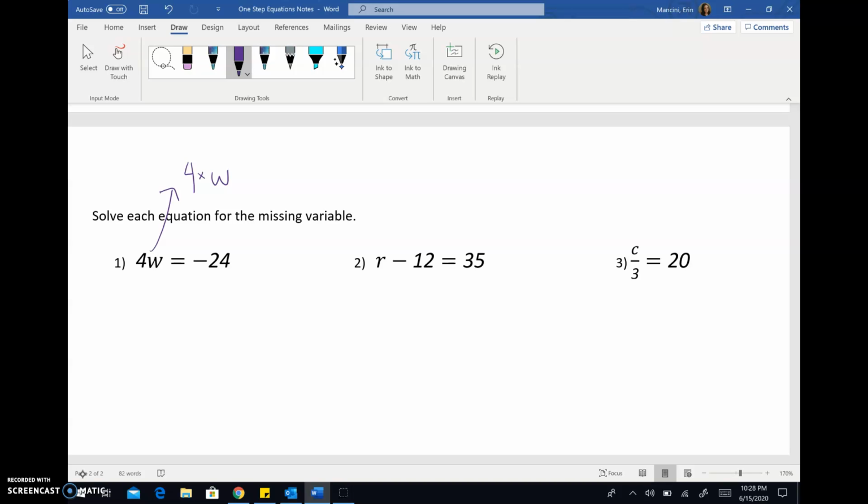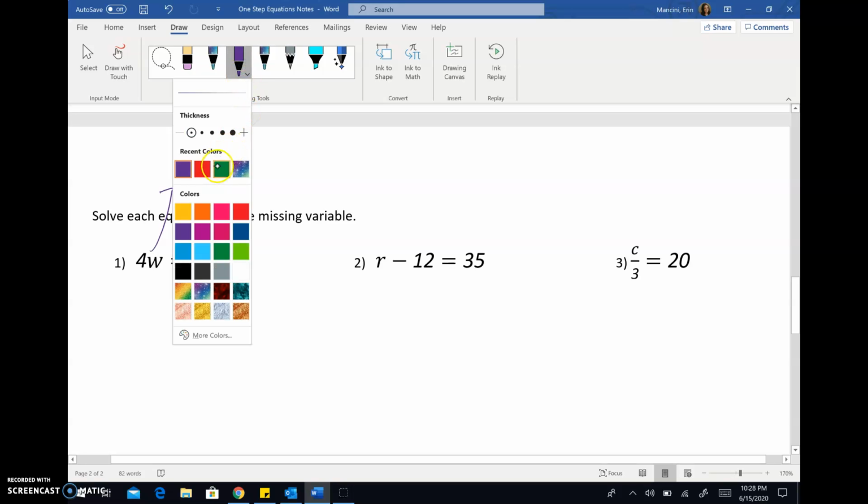So it says 4 times w, which really means 4 times some unknown number is negative 24. Because remember, a variable is just an unknown number. So in your head, I want you to be thinking like 4 times what number is 24? And then maybe 4 times what number is negative 24? And I hope you have an answer in your head right now, but if you don't, let's go through those solving steps.